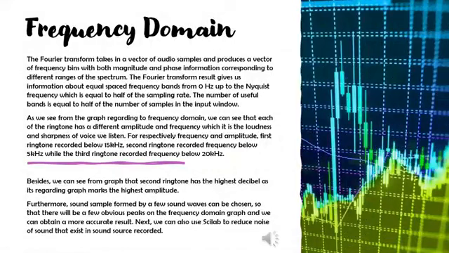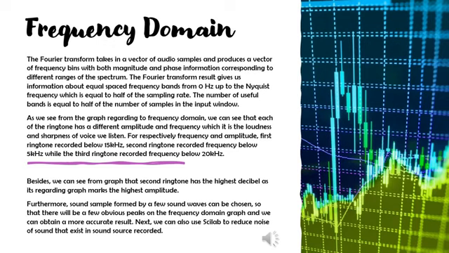Next, I will discuss the frequency domain. The fast Fourier transform, FFT, changes the vector amplitude of the audio sample into a vector of frequency bins with both magnitude and phase information corresponding to different ranges of the spectrum. The FFT result shows us the information at equally spaced frequencies from 0 Hz up to the Nyquist frequency, which is equal to half of the sampling rate. However, the number of useful bands is equal to half of the number of samples at the input.